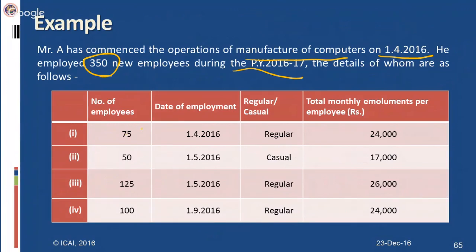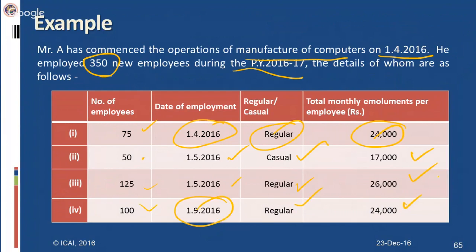Number of employees 75, date of employment is 1/4/16. They are regular employees. Total monthly emoluments is 24,000. Then the second set of employees, 50 employees have been employed on 1/5/2016. They are casual employees, 17,000. 125 employees employed on 1/5/2016. They are regular employees. They are drawing a salary of 26,000 per month. And 100 employees have been employed on 1/9/2016. They are also regular employees drawing 24,000 per month. Now, let us analyze each and every case.